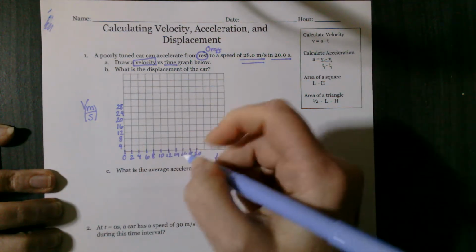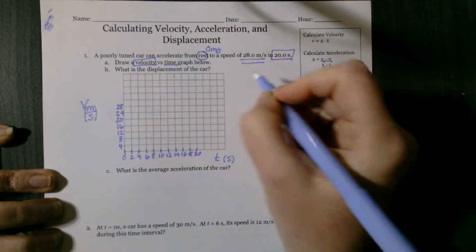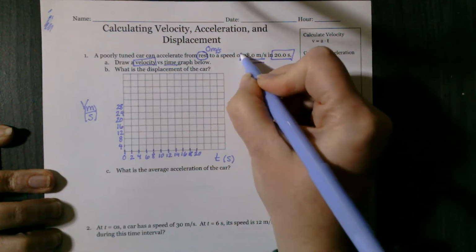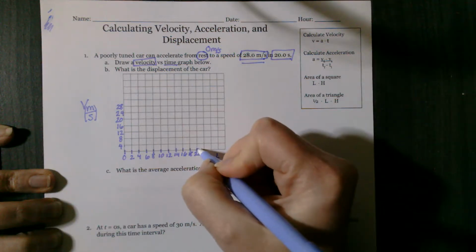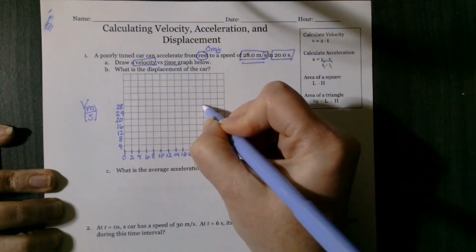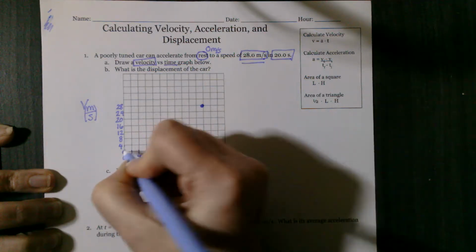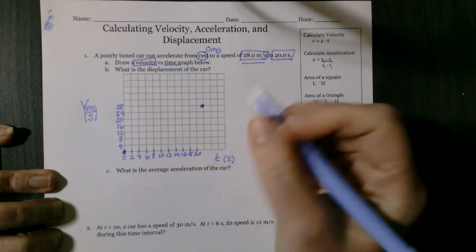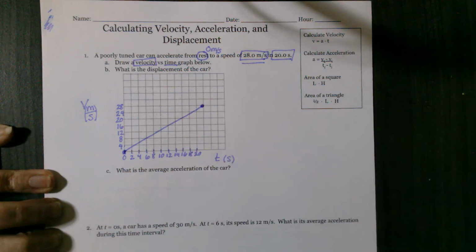And now we have 20 seconds right here. It has to match up with 28 meters per second right here. So I'm going to go 20 seconds up to 28 meters per second. So they went from 0 all the way up to that one in 20 seconds. So I'm just going to draw my line here. It's about as linear as I can get.